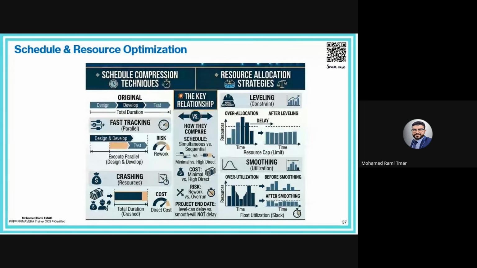Okay, so the big picture, we have the fast tracking and the crashing for the time optimization, and smoothing and leveling for the resource optimization. Every decision in the scheduling is a trade-off related to the time, cost, resource, and risk. And the good scheduler doesn't just build the plan. They understand the impact of every optimization decision.